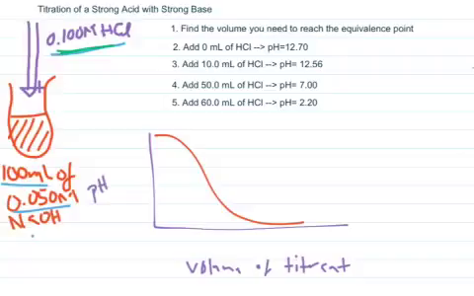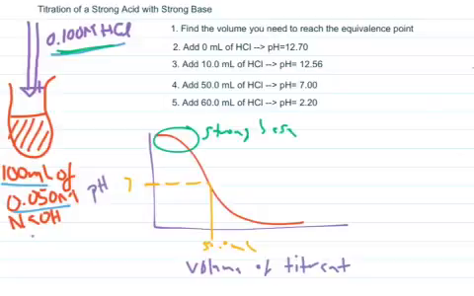So we know our equivalence point is at a pH of 7. So we're just going to go here. And we know our volume for that was at 50.0 milliliters. Now up here is our strong base, and below here is our strong acid.